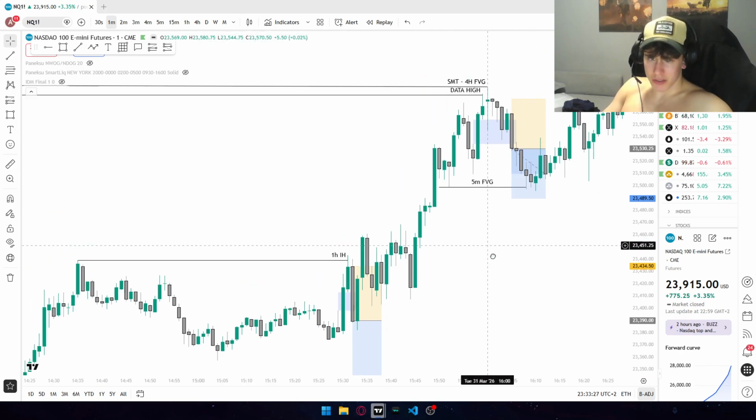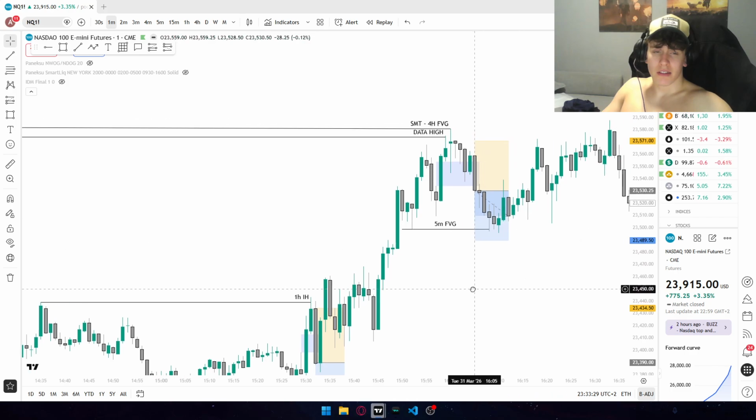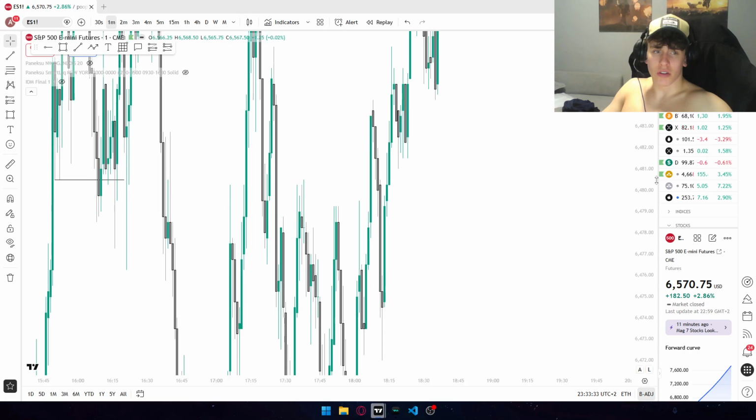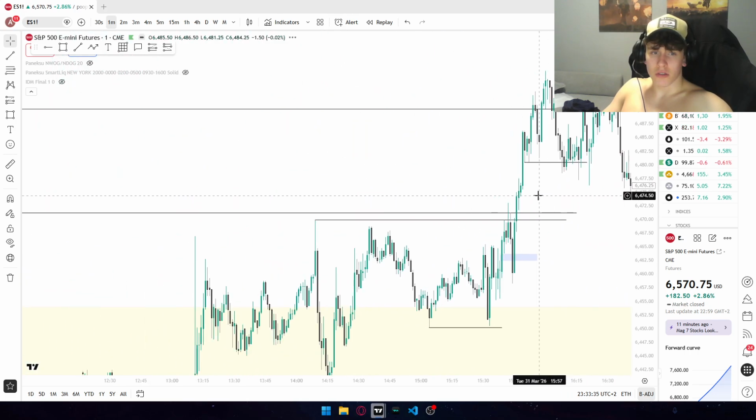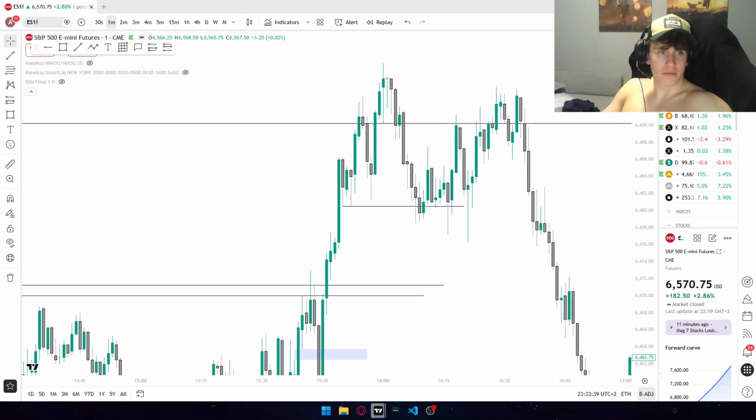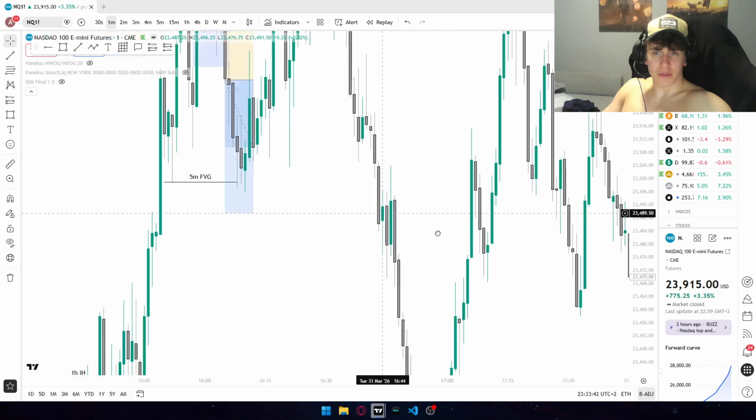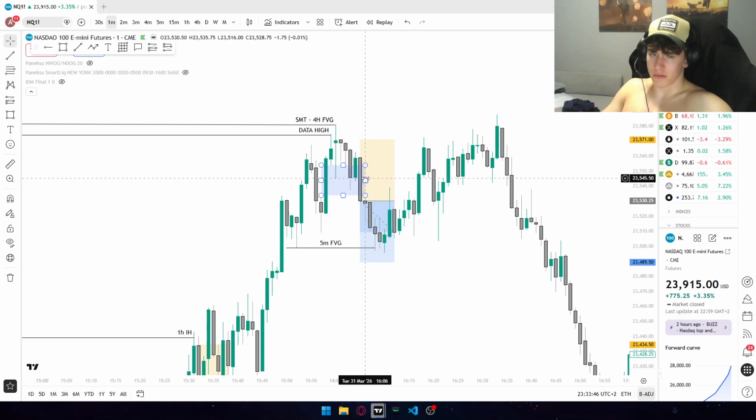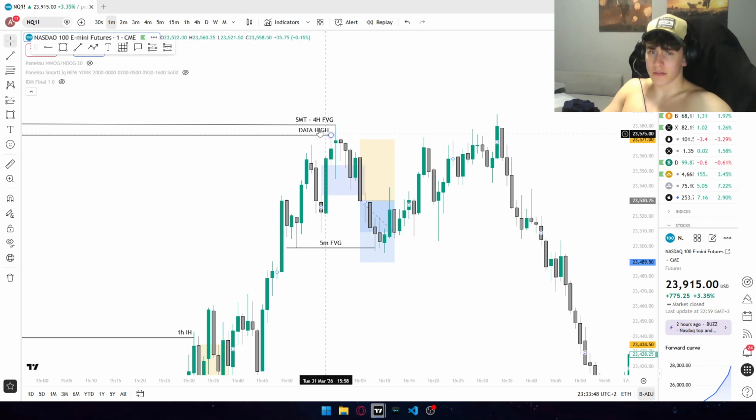Then I flipped my bias. I was bullish to this data high, and on ES we got this 4-hour fair value gap right there, and from here I was looking to short. We had this 1 minute inversion. We had this SMT of this 4-hour fair value gap. We swept this data high, so I was bearish from this moment.